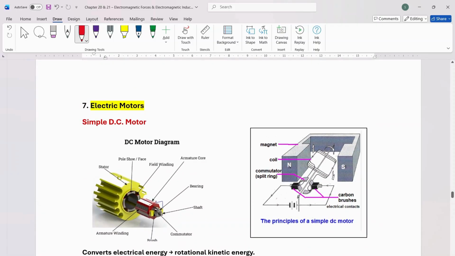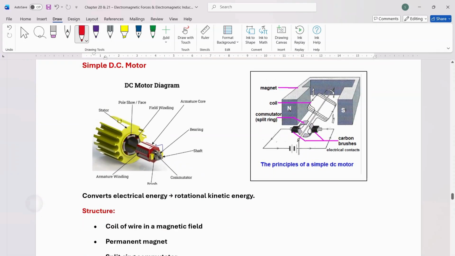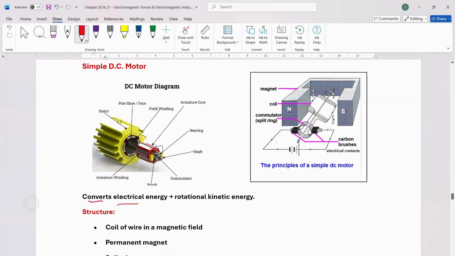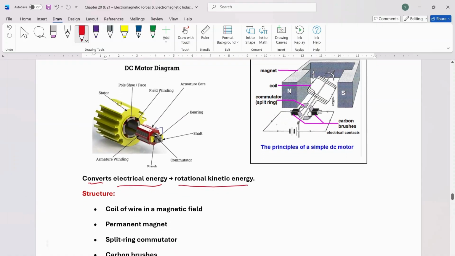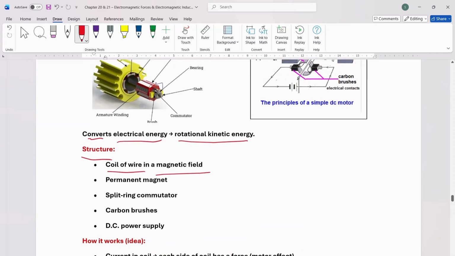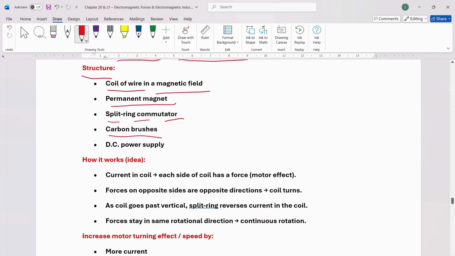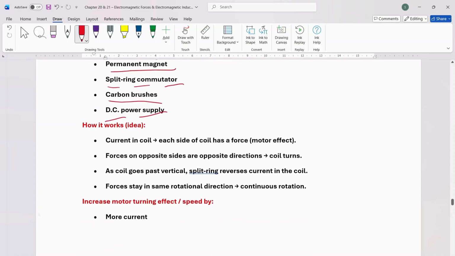Now let's discuss the electric motor. A simple DC motor converts electrical energy to rotational kinetic energy. The structure is a coil of wire in a magnetic field, a permanent magnet, a split ring commutator, carbon brushes, and a DC power supply. How does it work? The idea is current in the coil.